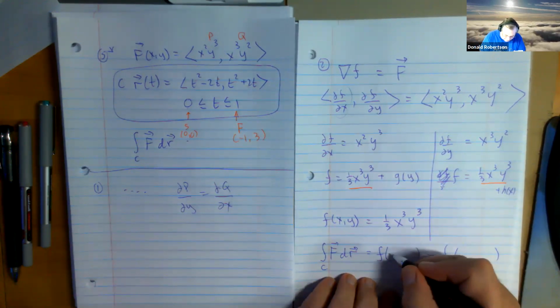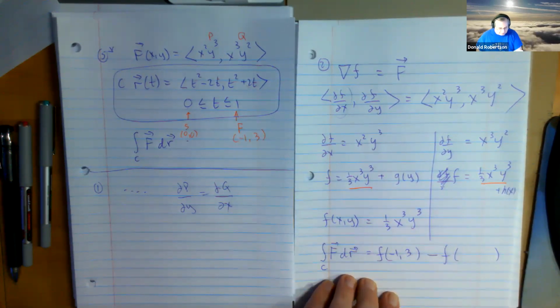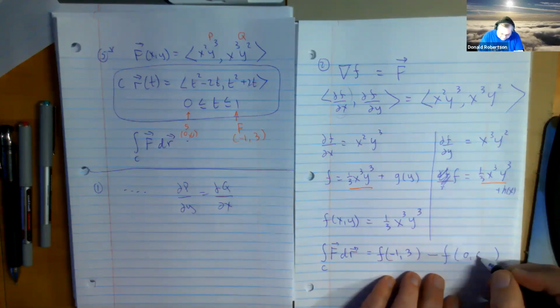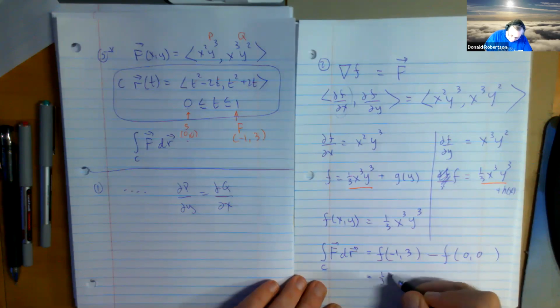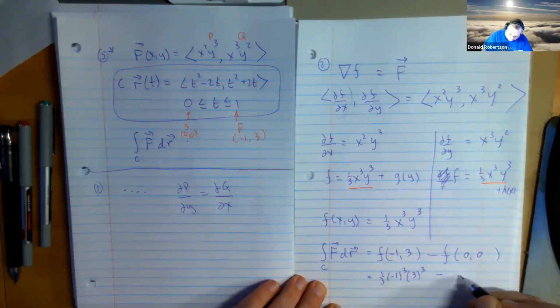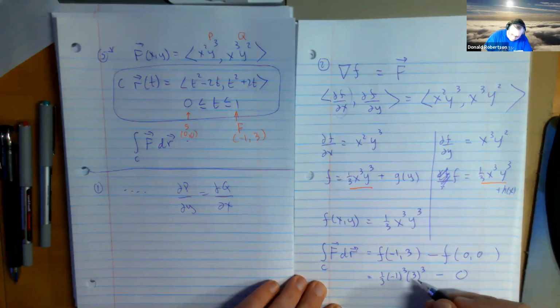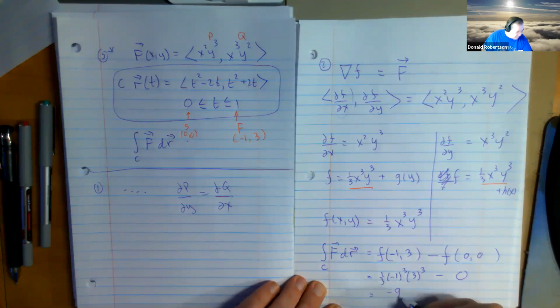And so I just evaluate this function, the potential function, at there and at there. In this case, it's 1/3 times -1 cubed times 3 cubed, take away a whole load of nothings. And that, I believe, gives me -9.